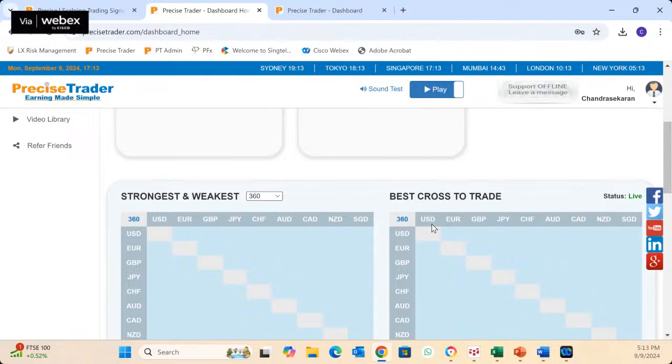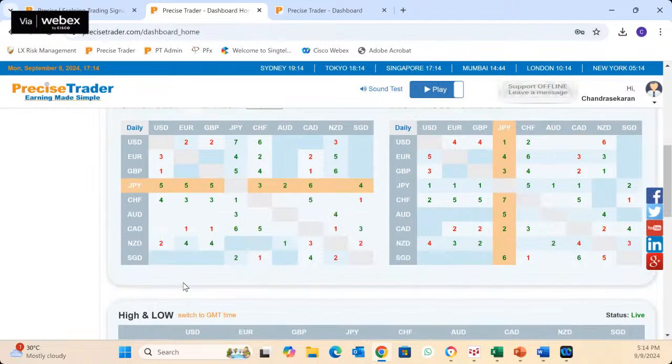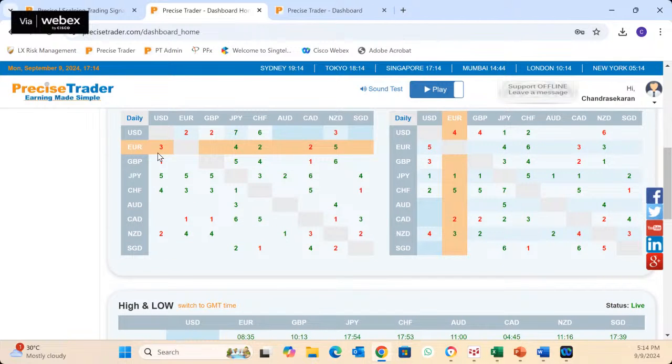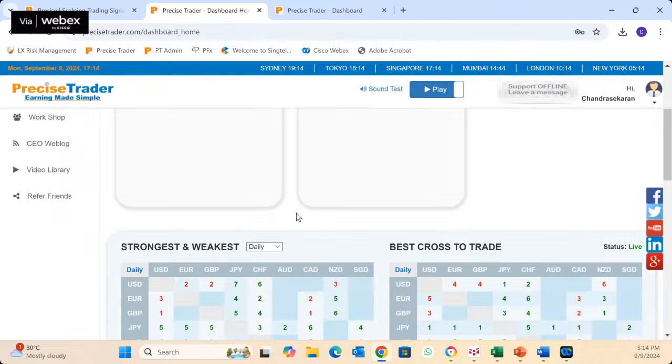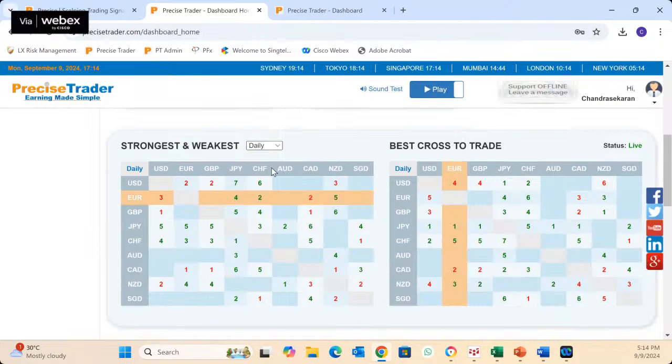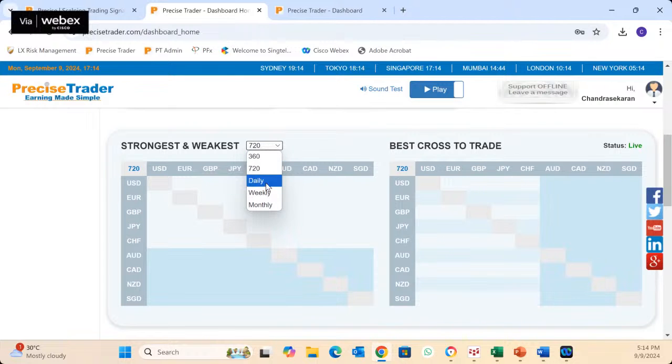Okay, the strongest, weakest on the 360, we don't have anything. But when we look at the daily, pound has been the weakest, New Zealand second, third euro. So you see, all this will help you to choose. You don't have to look at the chart screen on different time frames. Just one look and we get an answer. The 720 and daily should be the same, because, sorry, 720 has just finished. Daily is different because we have already finished 12 hours from the opening, right?